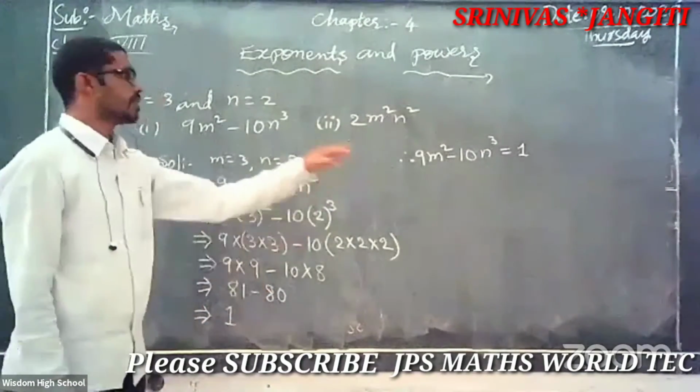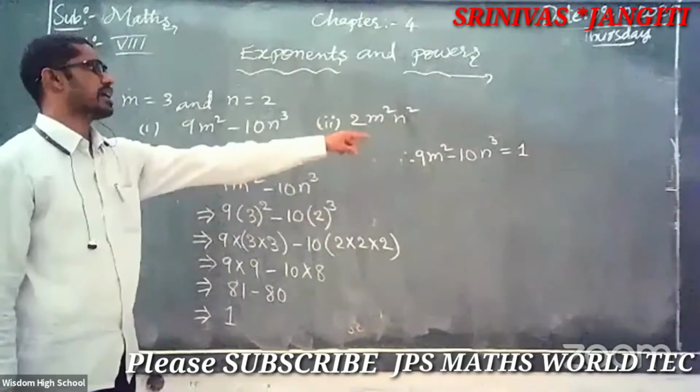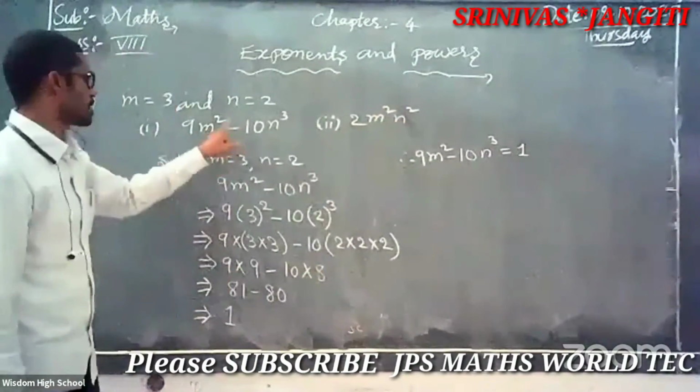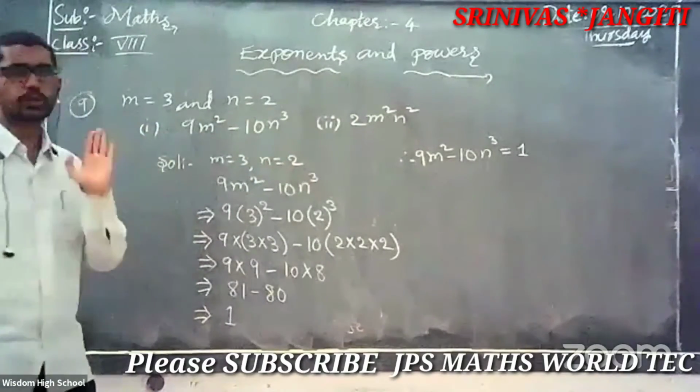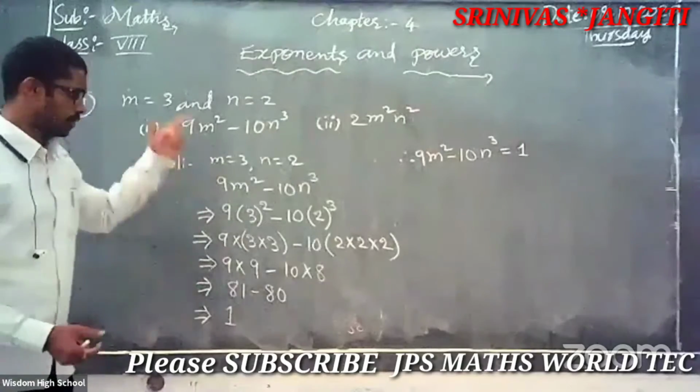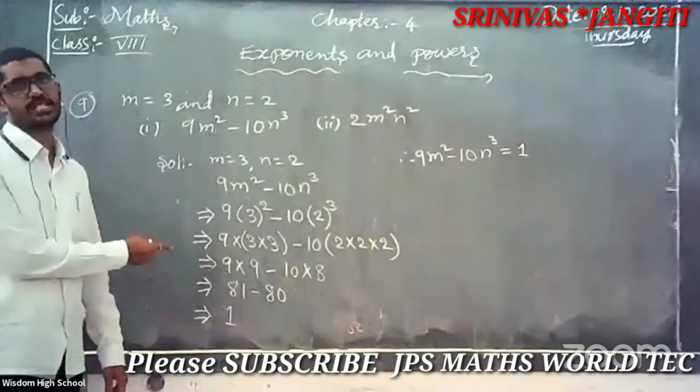So the solution is 1. Therefore, 9m² − 10n³ is equal to 1 when m is equal to 3 and n is equal to 2. Is it clear, students? Easy, isn't it? Very good. Note down this. So simple it is.